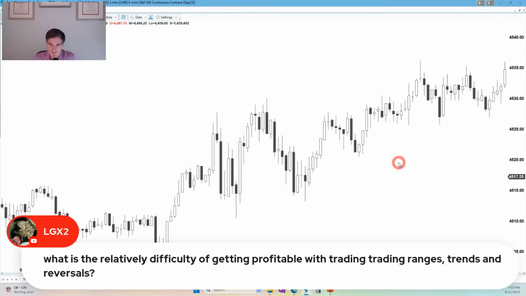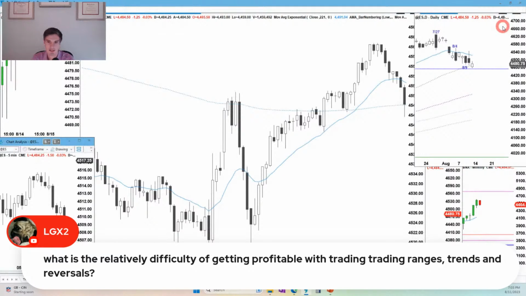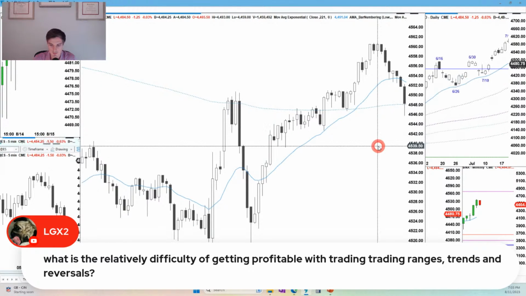What is relatively difficult in getting profitable with trading ranges or trends and reversals? Well, everything the market does is going to have a difficulty factor to it. And that's just part of it. There has to be a reason for the other side to take a trade. Because of that, even in a trend or a trading range, nothing will ever look perfect, because if something looked perfect, then there's a greater risk it would be a vacuum. So the one thing I'd recommend is trading really small.